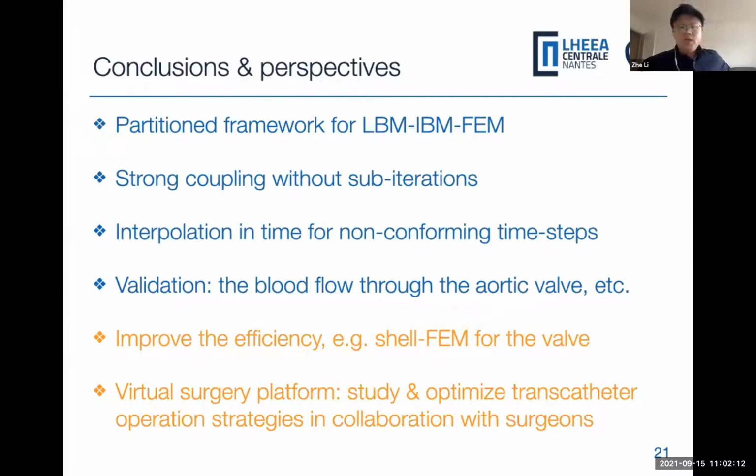This coupling algorithm has been validated by several test cases, including the blood flow through the aortic valve. In future work, we plan to couple the solid finite element method for the valve in order to further improve the coupling efficiency, due to the numerical stability criterion in the finite element method. We also have an ongoing project, and we will work with doctors or surgeons in the hospital and with people doing the experimental measurements. We hope that this numerical framework will be used in our future surgery platform in order to hopefully save lives or reduce the pain of patients in the future.